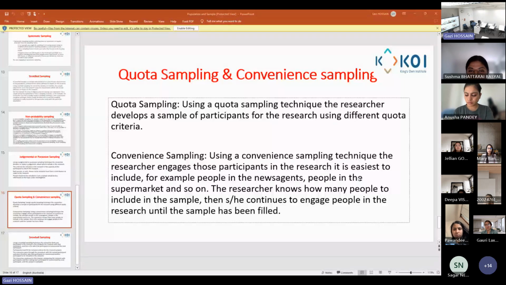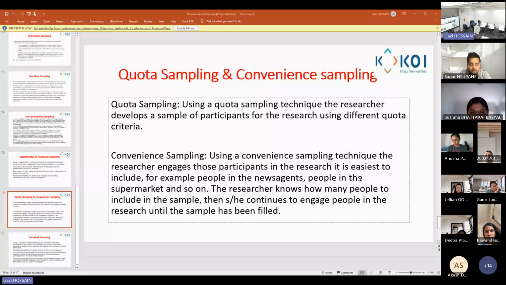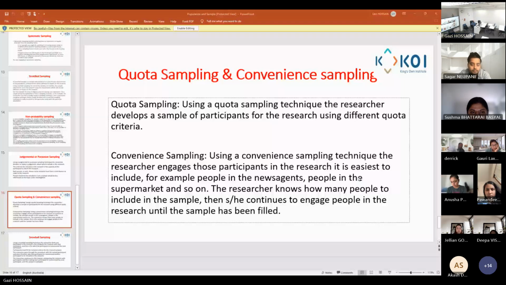Here, we need to give more quota for the bachelor students. Then the second highest quota for the master's students. Then the third quota can go to diploma, the fourth to research, and the last quota to certificate. Certificate level students are very few, and research students are not many. Therefore, according to their presence, we need to give the quota. So quota sampling is like that.